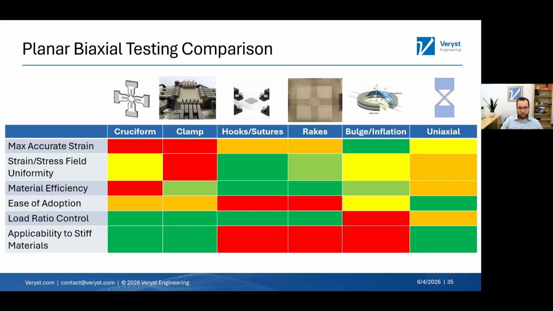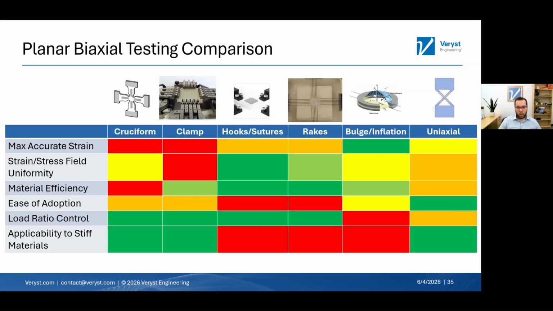For material efficiency, the cruciform is obviously very bad. So is the uniaxial on the other side, both sort of from the same problems. Uniaxial is a little bit better. We can get away with smaller samples. The clamp is pretty great. It's one of the few advantages of this method in that you can have quite small samples. However, you are going to sacrifice accuracy in your strain field and stress field as a result of that.